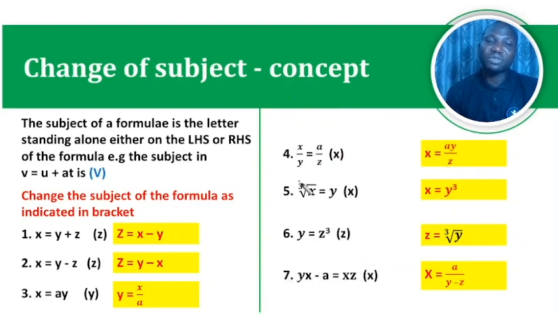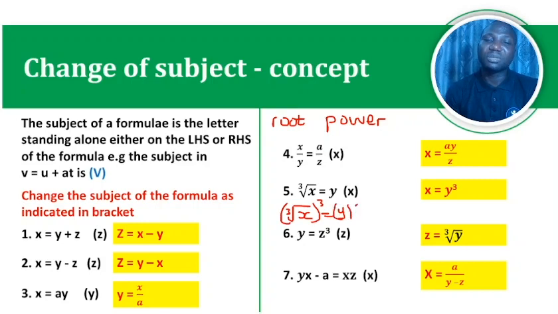Concept number 5 talks about a situation where your subject is having a root. Now the inverse operation of root is power. Please don't forget that. And the inverse operation of power is root. Therefore, in this case, to remove this cube root, I have to raise both sides to the corresponding power, which is power of 3. So to remove the cube root on the x, I will have to raise both sides to the power of 3.